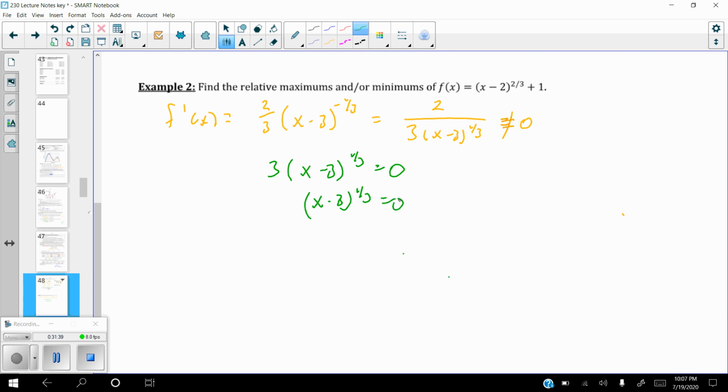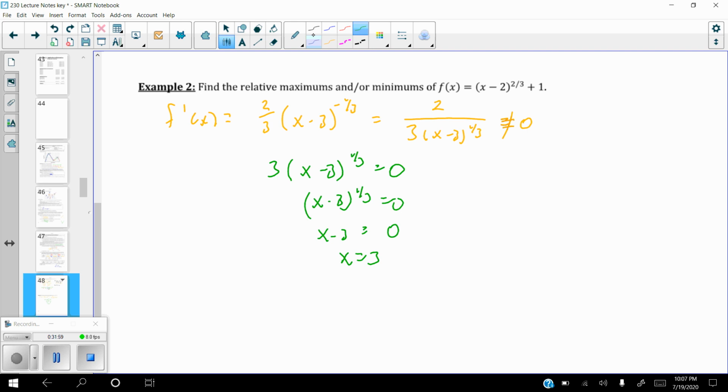And then we can cube both sides. Fortunately, 0 on the right makes this really nice. 0 cubed is still just 0. So now I can solve this for x, which means that x is 3, is going to give me an undefined derivative. That's still a critical value.